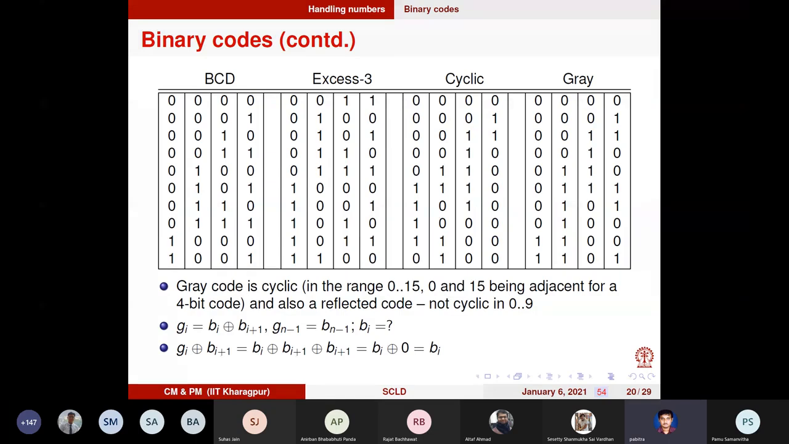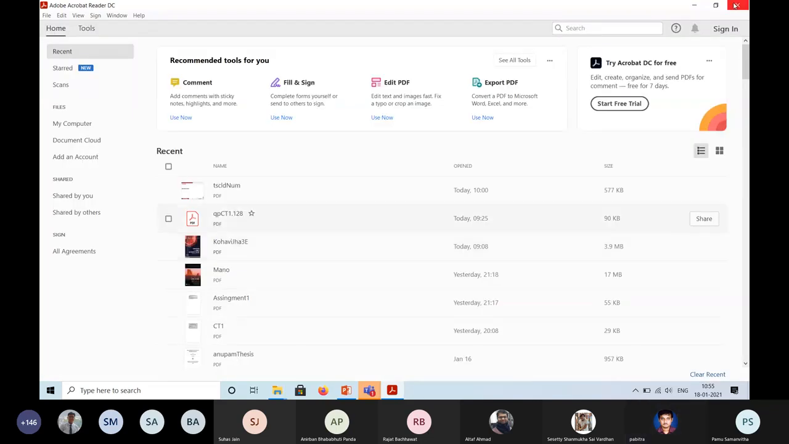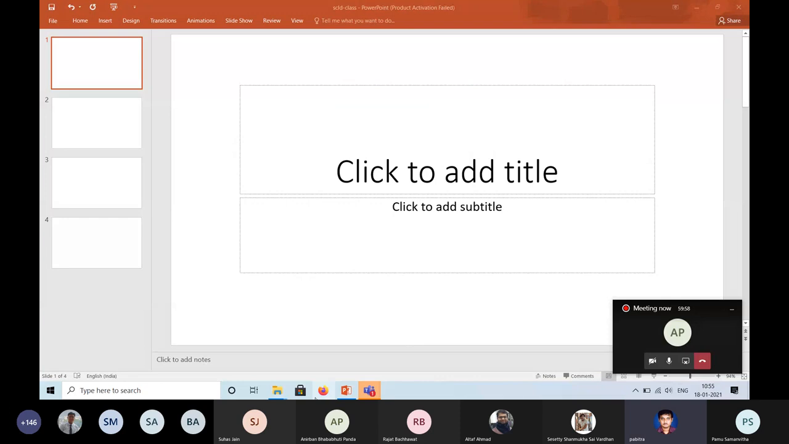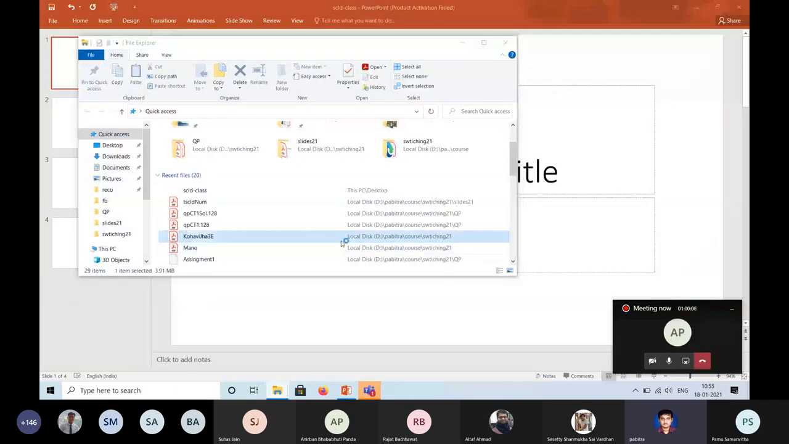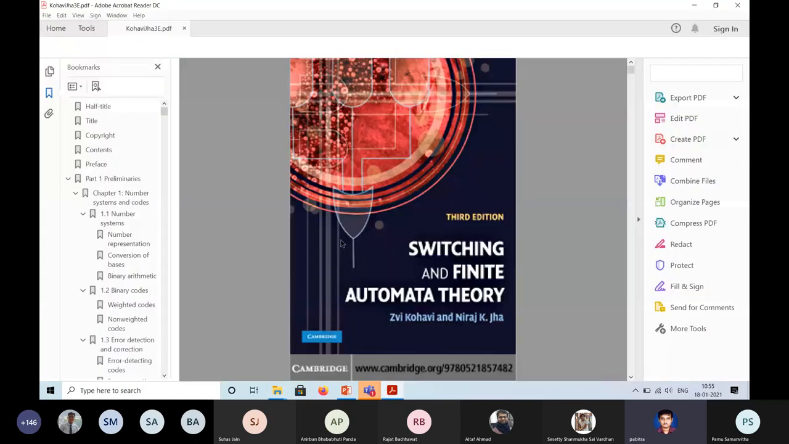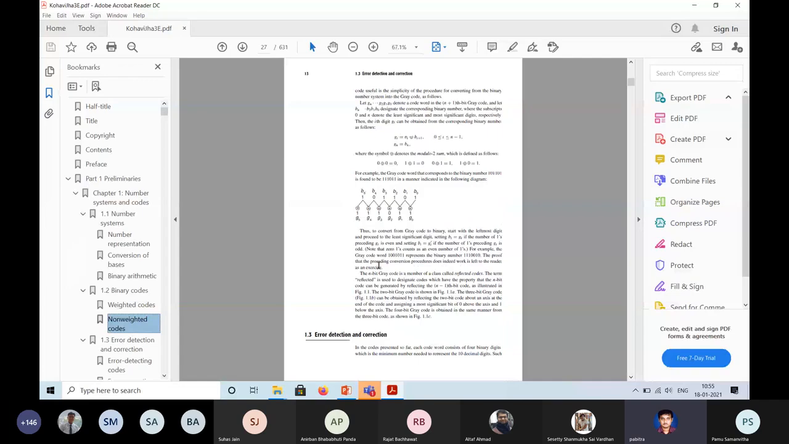In fact, this can be shown. I don't have the diagram here. Let me see if I have the diagram. In the Kohabi book, I definitely have the diagram. So let me show you the diagram. Yes, this is the diagram.